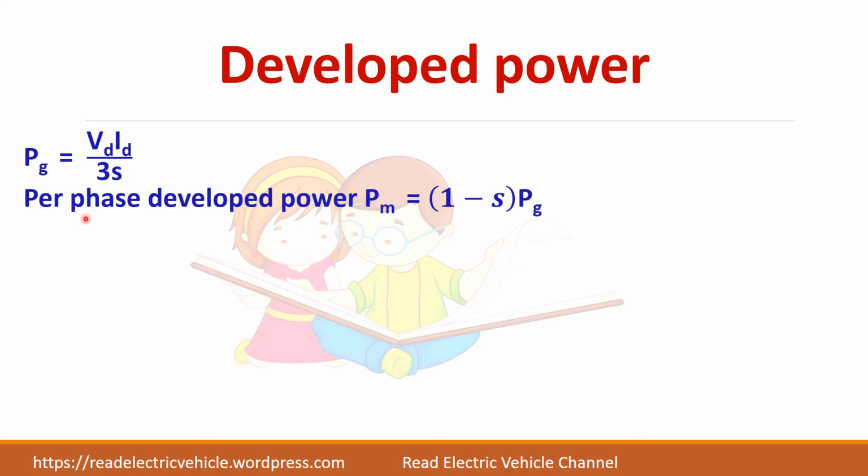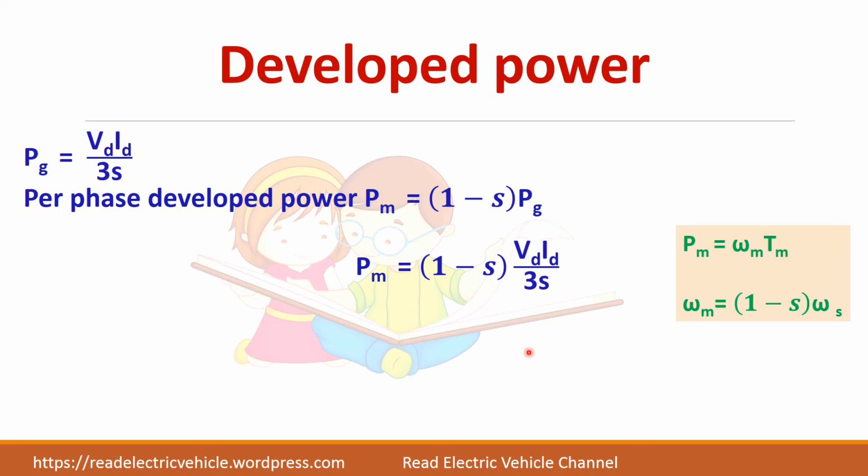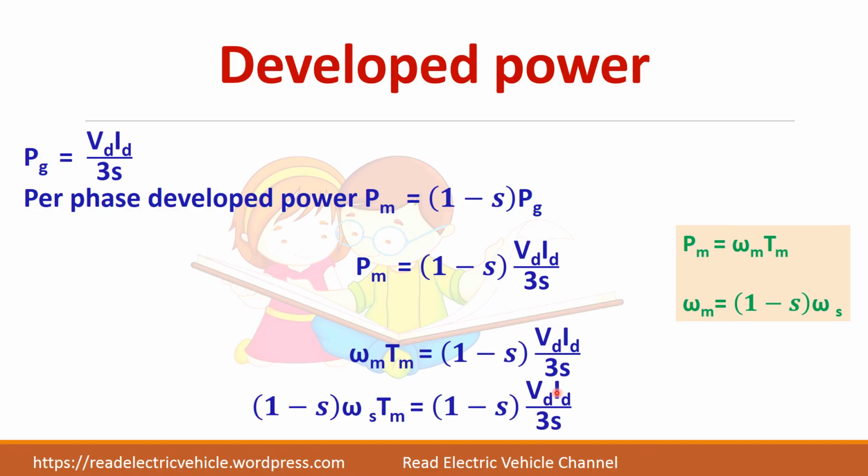Let us calculate the per phase developed power. That is, the mechanical power is equal to 1 minus S times PG. So 1 minus S times PG value is substituted. So here we know PM is equal to omega into T. So let us substitute, instead of PM, omega into T equals 1 minus S times VDID by 3S. So instead of omega M, you can write it as 1 minus S times omega S, so that we can simplify it and find the torque equation.